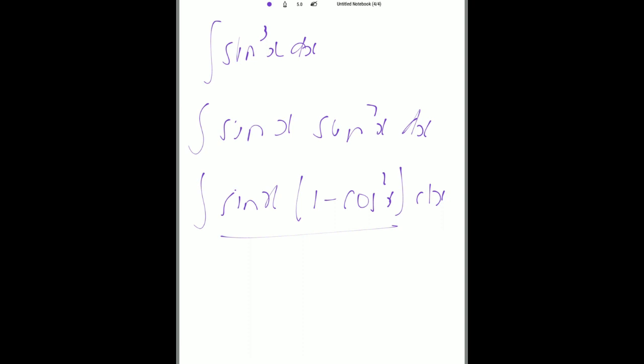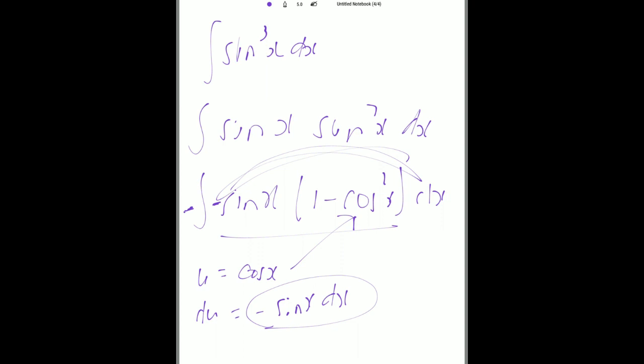So what am I going to do? I'm going to do a little maneuvering here. Let's put a negative sign here, and a negative sign here. Why? Because negative times negative gives us positive. So we're going to say u is equal to cos x, right? So that means that du would be equal to negative sine x dx. So we can plug our u here and negative sine x dx right here.